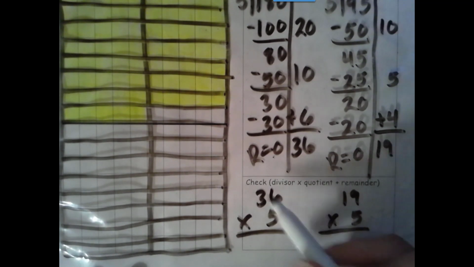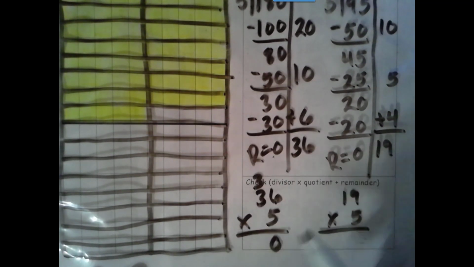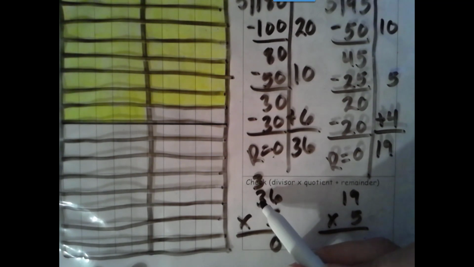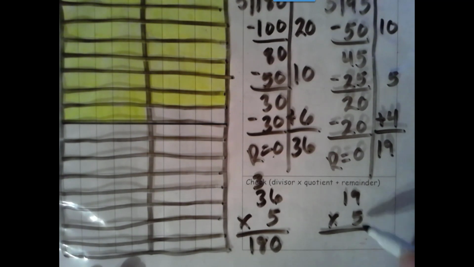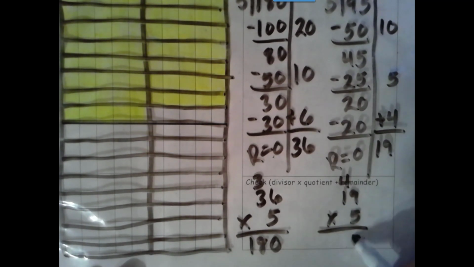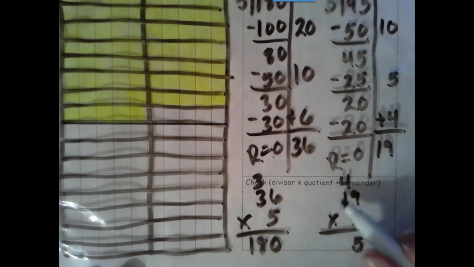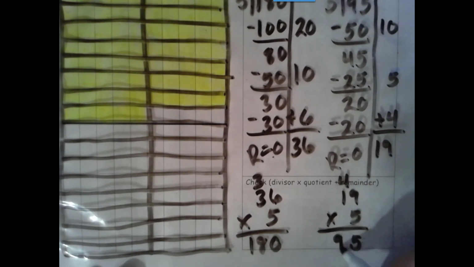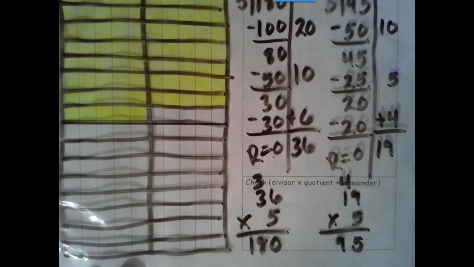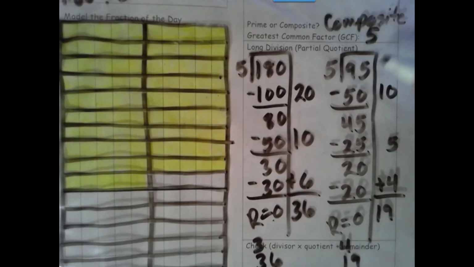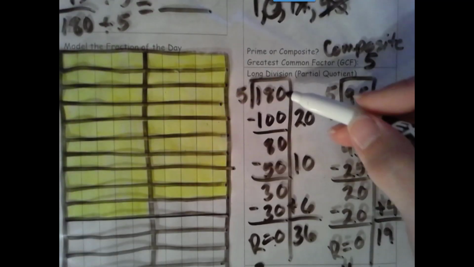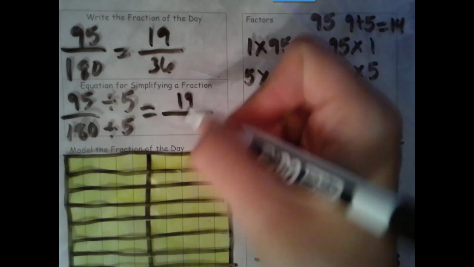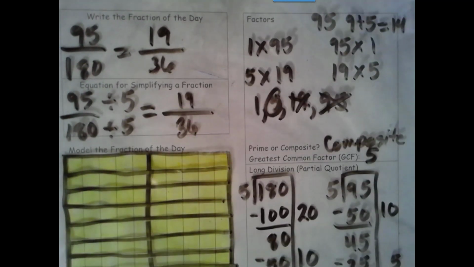5 groups of 6 is 30. 5 groups of 3 tens is 15 tens, plus 3 more tens is 18 tens. 5 times 9 is 45. 5 groups of 10 is 50, plus 4 more is 90. Okay, so 95, that matches our dividend up here, so that checks. 180, that matches our dividend up here, so that checks. So our numerator is definitely 19, and our denominator is definitely 36.